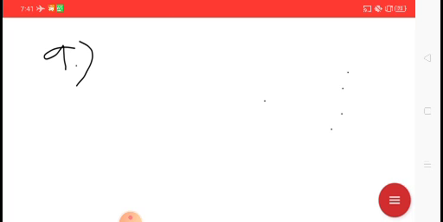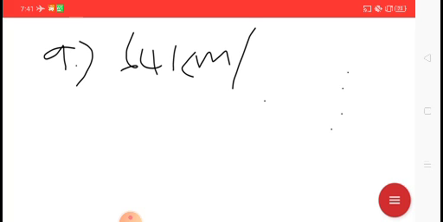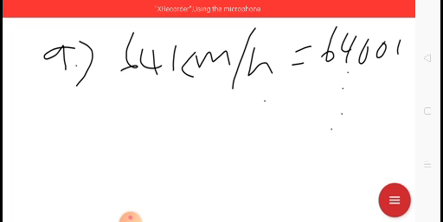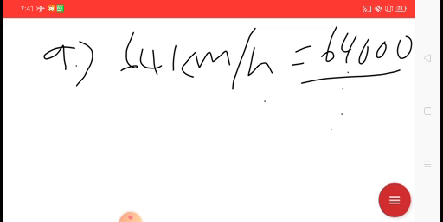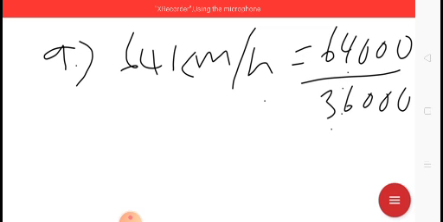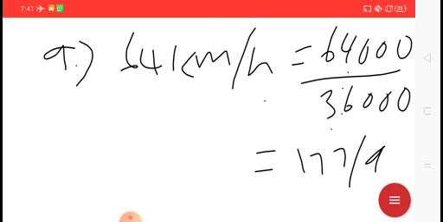So, firstly, you may change this 64 km per hour to meters per second, so 64,000 over 3,600, that is 60 times 60. So you should get 17.78.